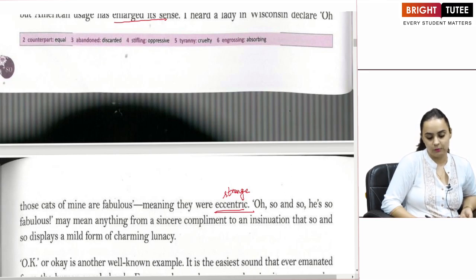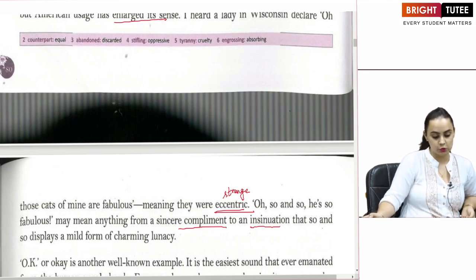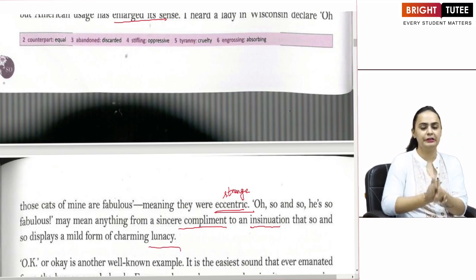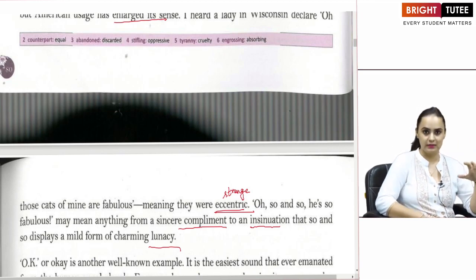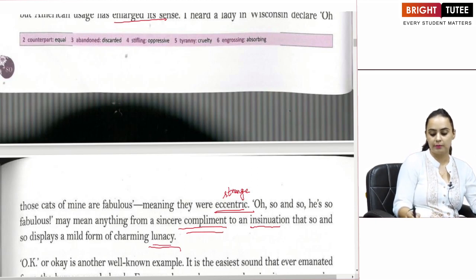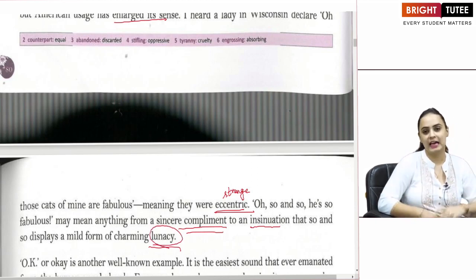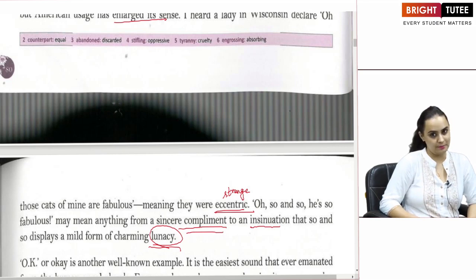"Oh, so and so, he's so fabulous," may mean anything from a sincere compliment to an insinuation that so and so displays a mild form of charming lunacy. So he says that if you hear the word fabulous used for anything or anyone, it can either be a compliment, something good being said about you, or it can be an insinuation, an idea that displays a mild form of charming lunacy, madness. Or it can be an indication that somebody is referring to you as a lunatic, is calling you mad.